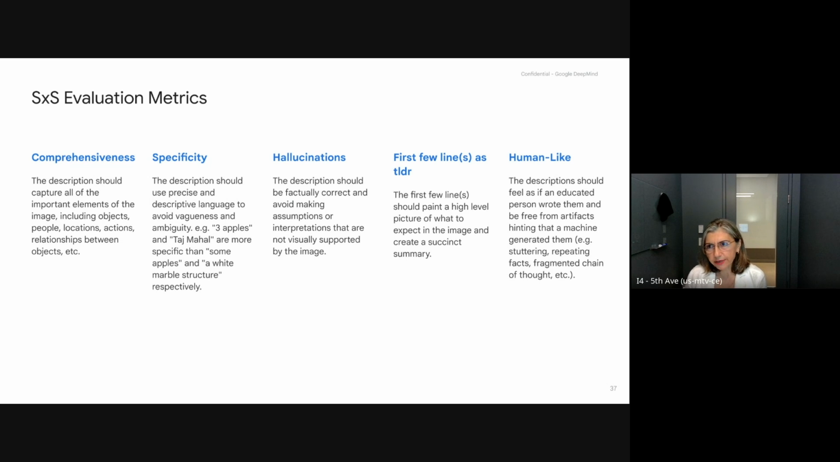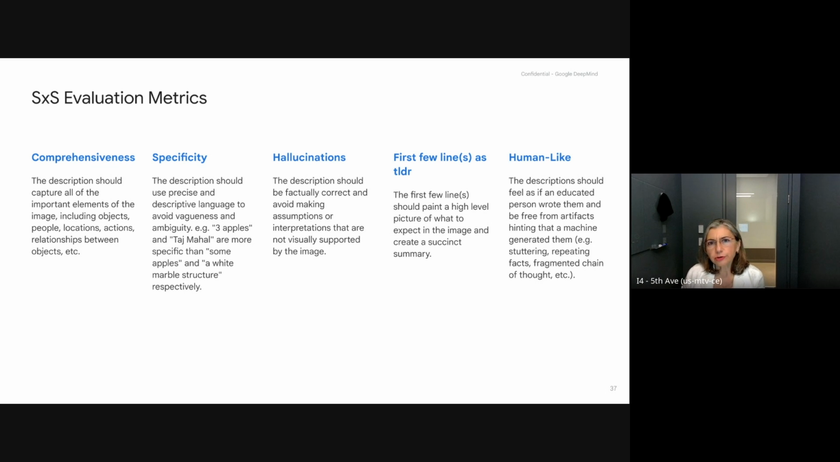Hallucinations is always a very big problem. So we want to also measure that the descriptions are factually correct. They are not making any assumptions or interpretations. Everything is supported by the visual cues that are present in the image.